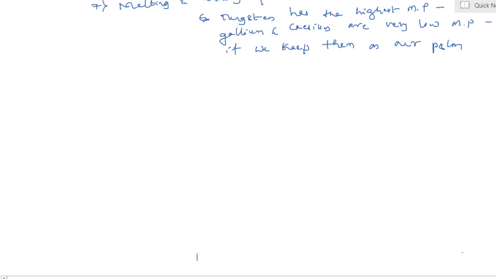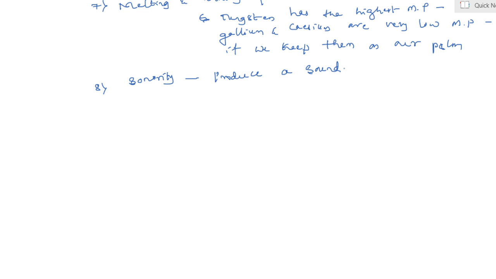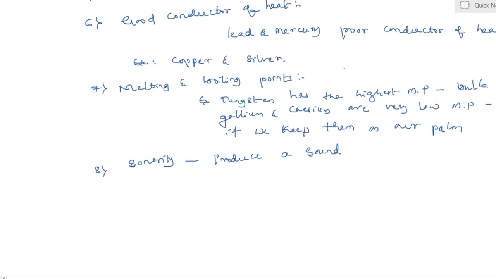Yes, my dear students, the eighth physical property is that metals are sonorous. It means the property of sonority. It means they produce a sound. The metals that can produce a sound on striking a hard surface are said to be sonorous. Using this property, our school bells are made up of what? Metals. Yes, my dear students, these are the physical properties of metals.